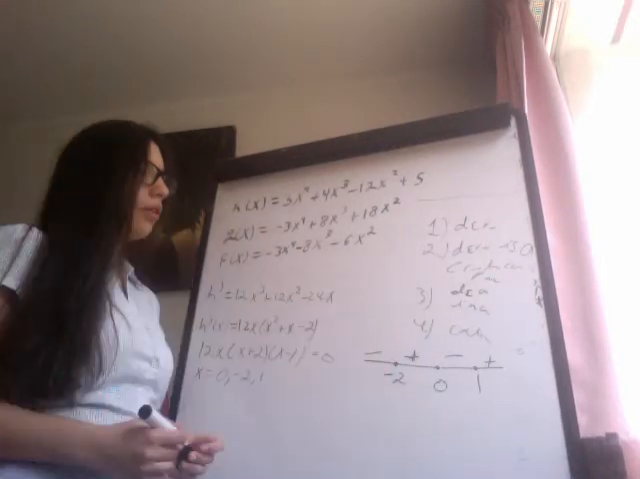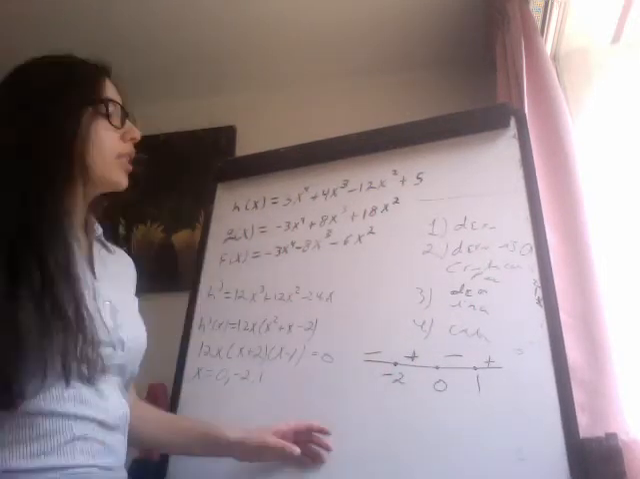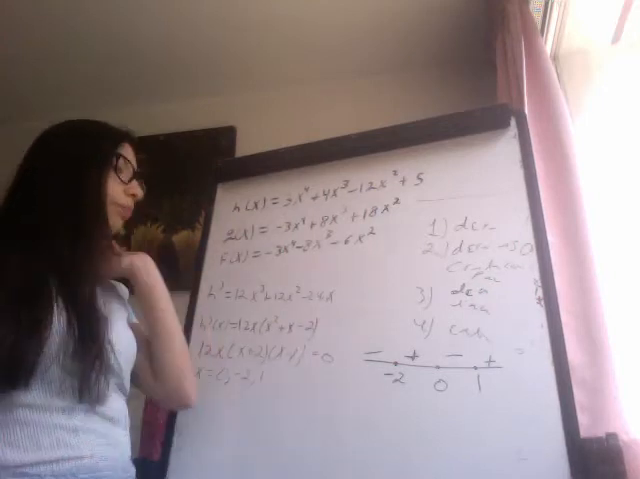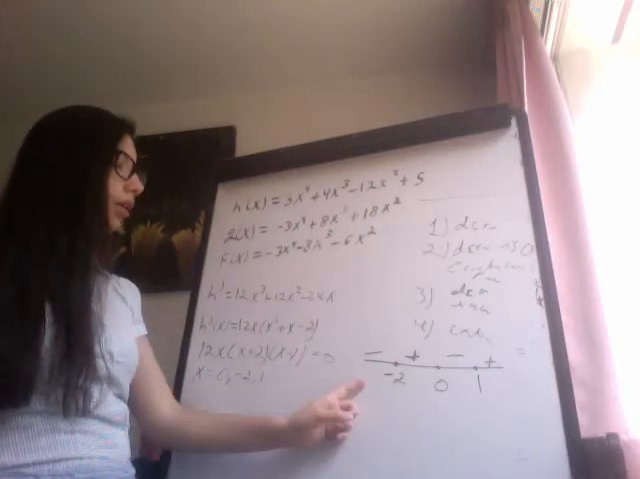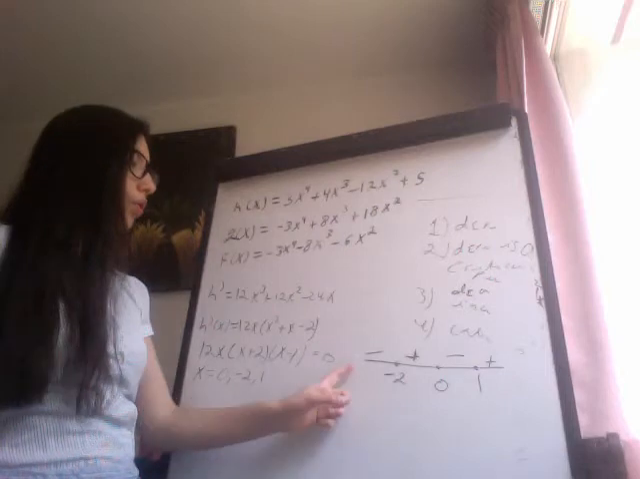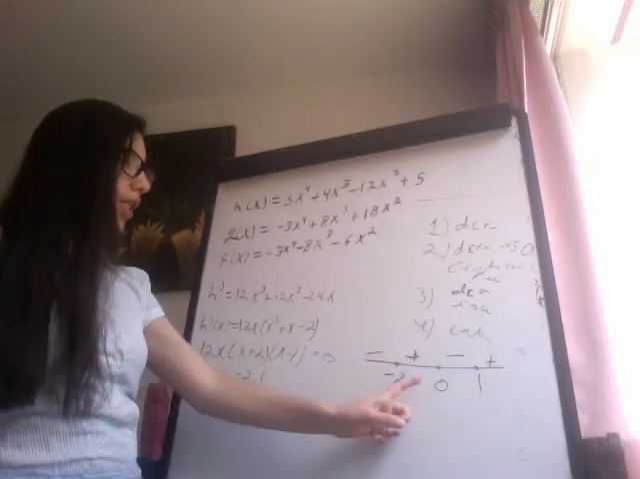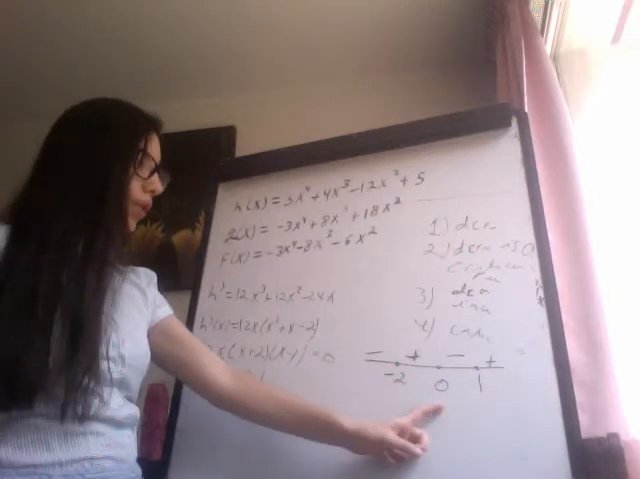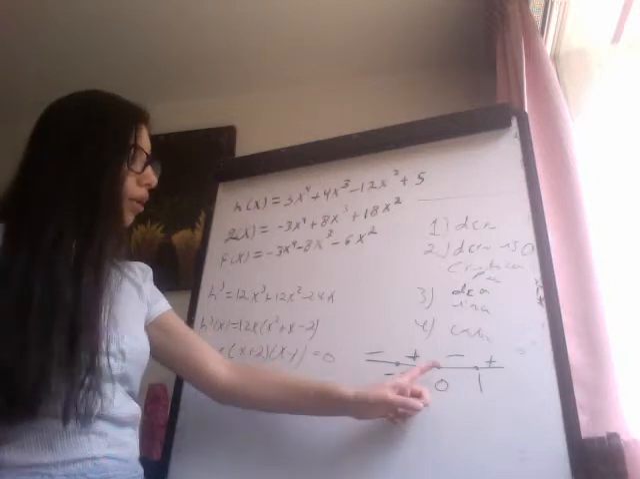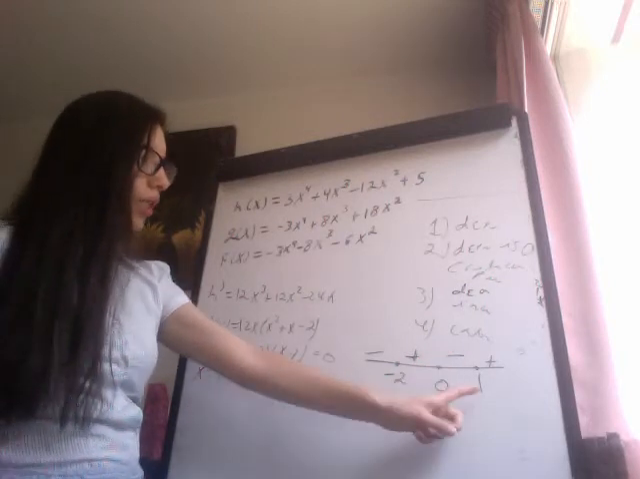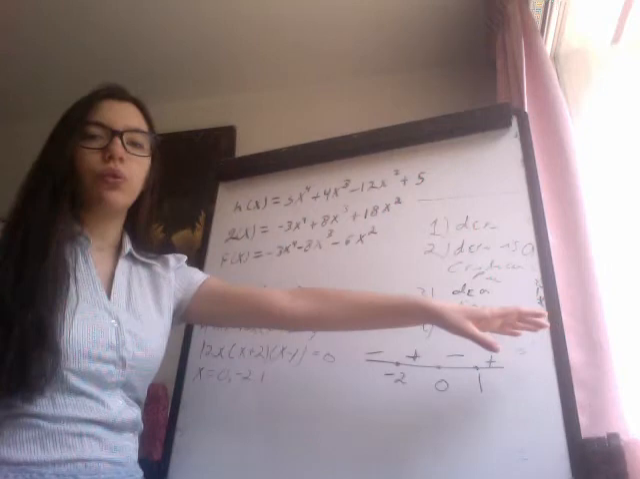So the function will be increasing because the slope is positive. So this is translated to, for values that are less than x equals minus 2, the function is decreasing. Next it is increasing between x equals minus 2 and x equals 0, then decreasing again from x equals 0 to x equals 1, and next continues increasing.